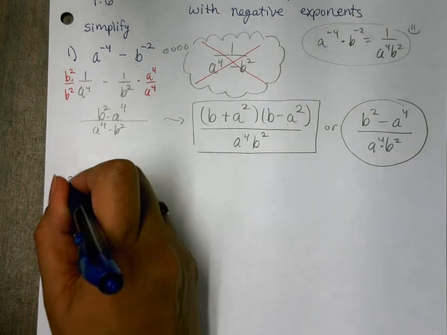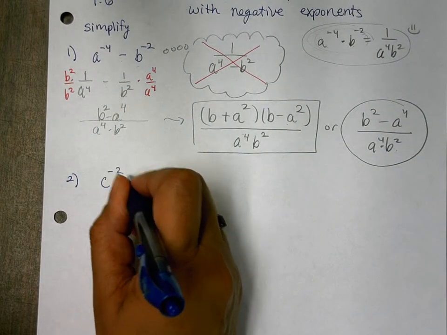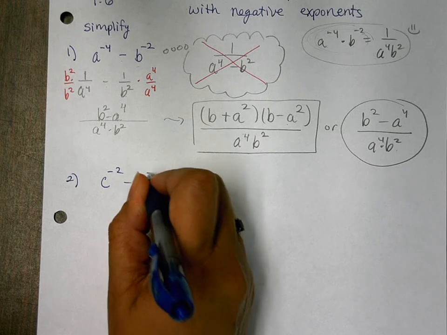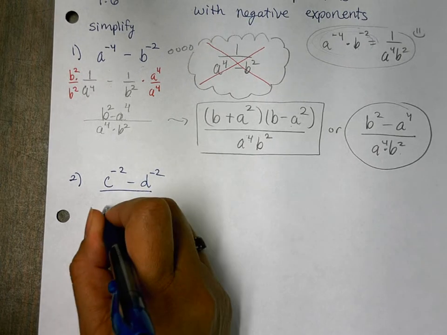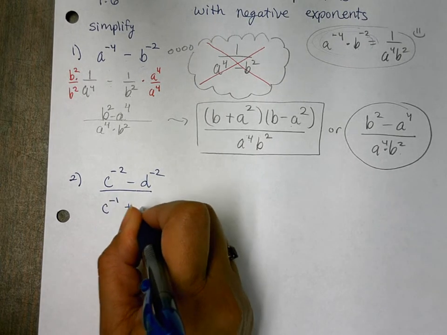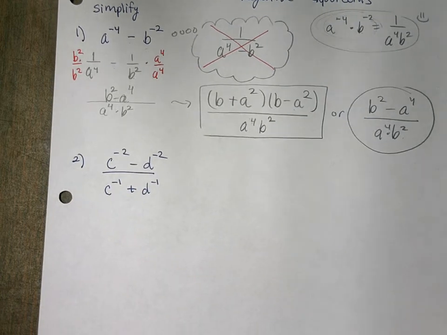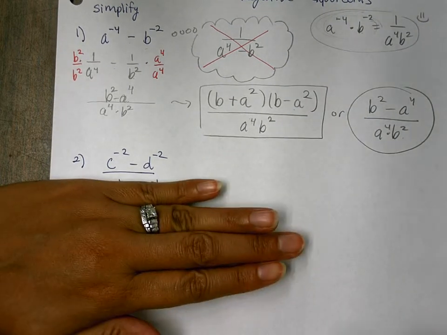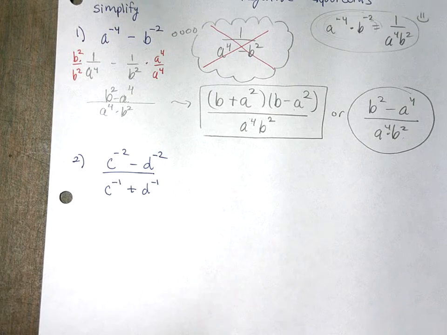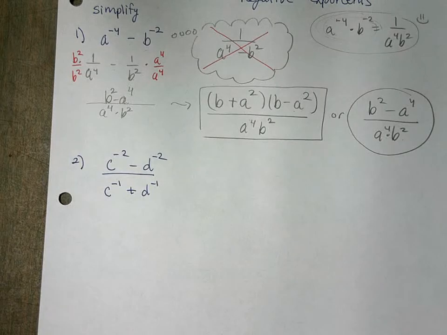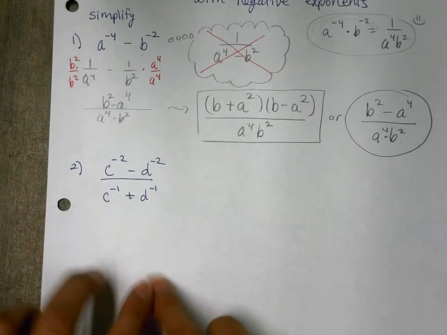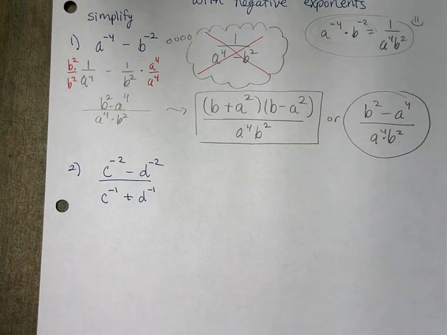Okay, number 2. c to the negative 2 minus d to the negative 2 all over c to the negative 1 plus d to the negative 1. Now you can see I have multiple terms. In the numerator, I have 2 terms. In the denominator, I have 2 terms. So I cannot willy-nilly move things up and down. I cannot just bring these 2 to the bottom and these 2 to the top. It does not work that way.